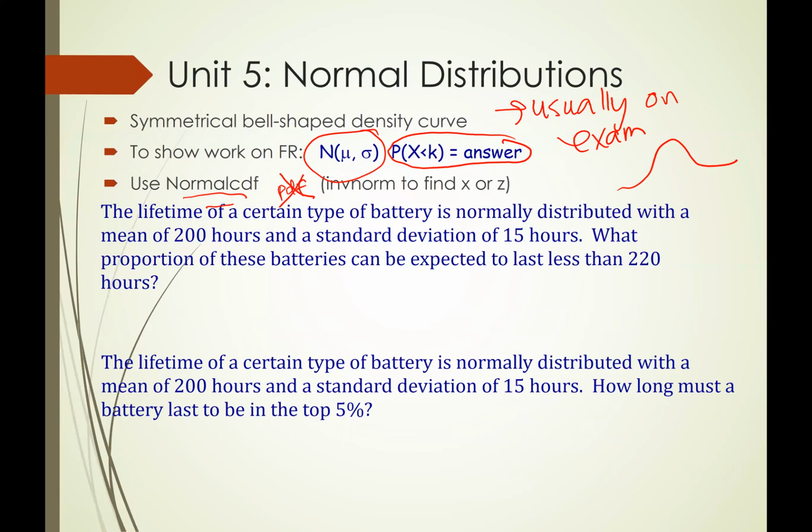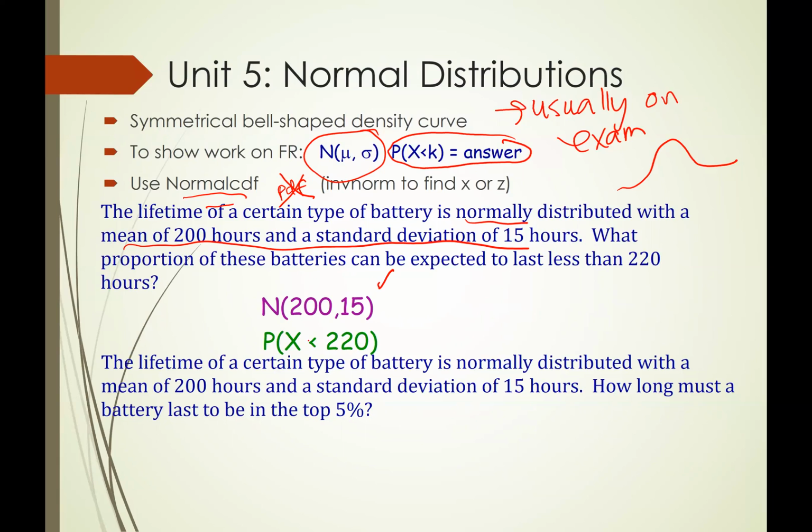The lifetime of a certain type of battery is normally distributed with a mean of 200 and a standard deviation of 15. So we write our statement, or we describe our distribution like that. So that would be the first check. What proportion of these batteries can be expected to last less than 220 hours?